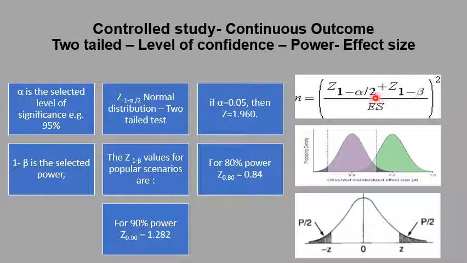The third entity is the effect size, and this is basically how much difference you expect between the two groups divided by their pooled standard deviation. The higher the effect size, the fewer the number required for each sample in each group, and vice versa. We'll go through how to estimate the effect size in the next two slides.